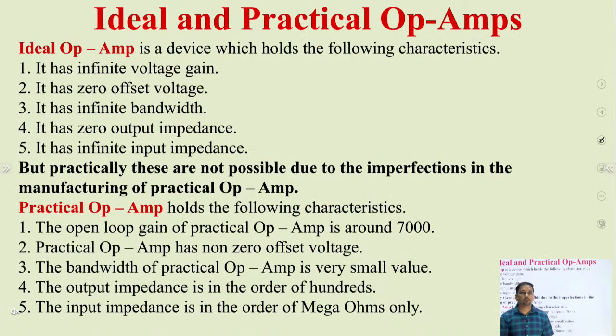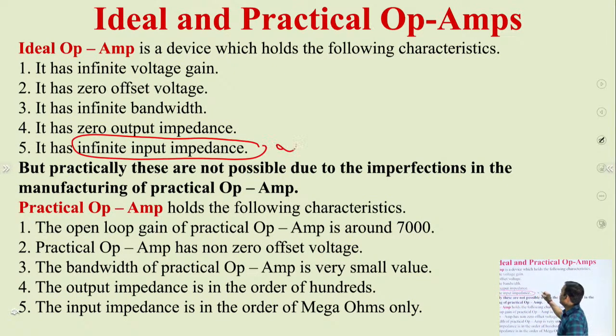Next we will see what the differences are between the ideal and the practical op-amp. As per the definition, an op-amp is a very high gain differential amplifier whose input impedance is very high. Input impedance very high means the input impedance is infinite, and the output impedance is very small. Very small means as low as possible, 0.